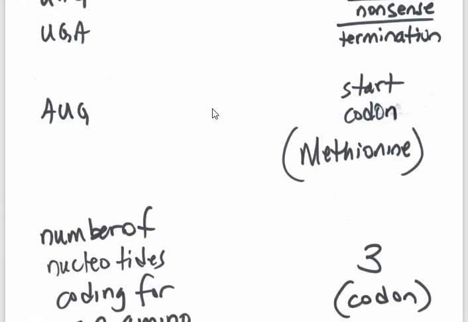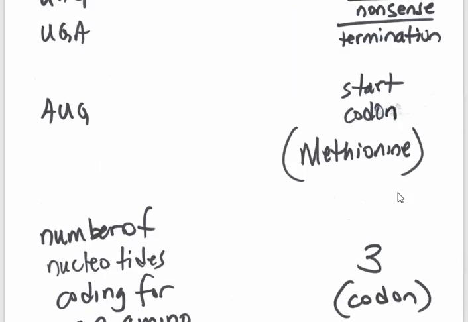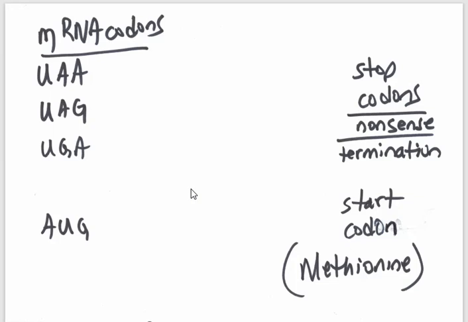There are three nucleotides that code for an amino acid, and that's called a codon. There are three of them that code for a specific amino acid. So let's go back to the top and kind of make some sense out of all this maybe.